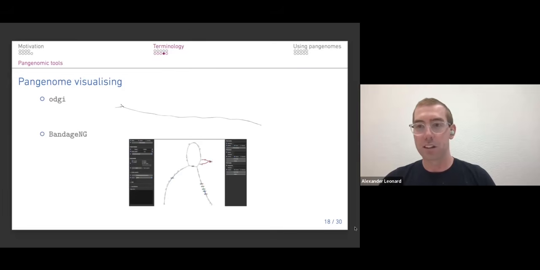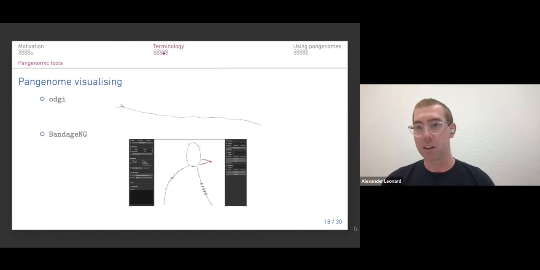On the other hand, we can view pangenomes much more interactively with something like Bandage. So this is the next generation version. And here we can really go into detail on very small regions of the graph, but it's very hard to visualize very complex graphs because the program is much slower. It's really great though. We can do many, many things with this.